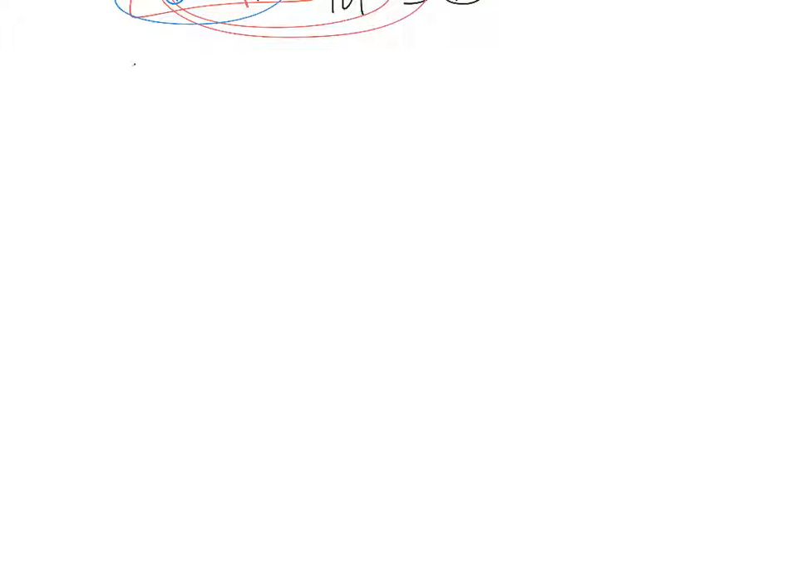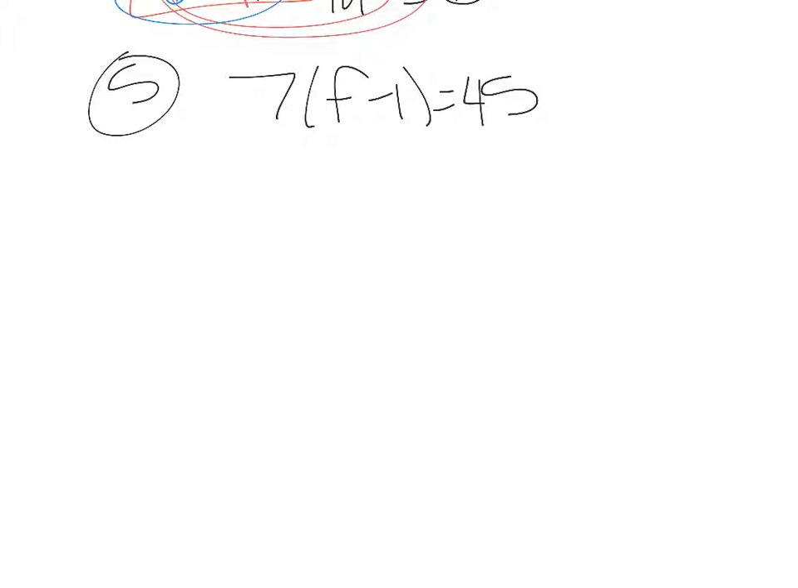So let's look at number 5. It says 7 times the quantity f minus 1 equals 45. Now I want you to notice that if I built the onion, it would be the f and then the minus 1 and then the 7. So it looks like the 7 would be the first thing to go. But if I were to divide both sides by 7, 45 over 7 is not going to go in evenly. So that's not looking like something I want to do.